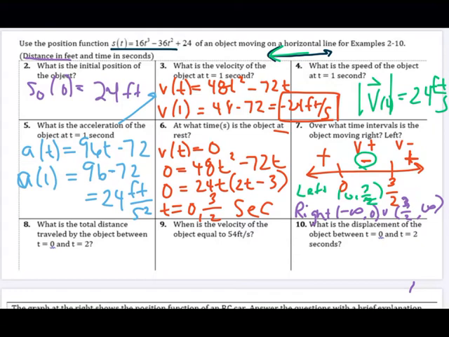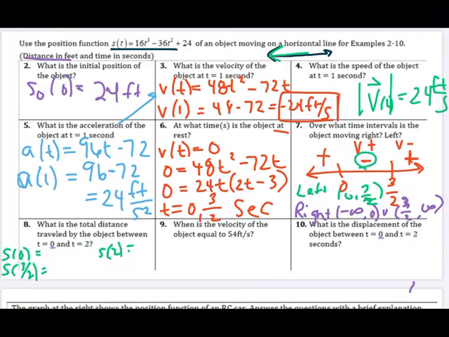Number 8 is asking us for the total distance, which means we need to think about every place that it's changing between 0 and 2. So I want to look at what's happening for the position at 2. That's our end time. I want to look at what's happening for the position at 0. But in between 2 and 0, there is a point where it's changing direction, and I can see that on number 7. It's changing direction at 3 over 2. So I also wanted to know what the position is at 3 over 2.